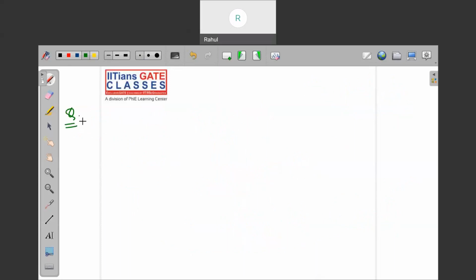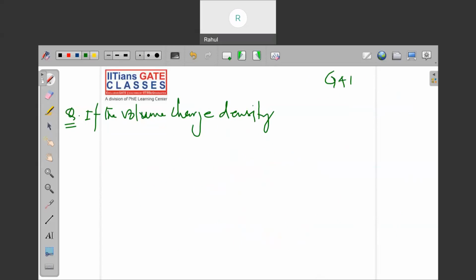Next question is going to be a very good question again. If the volume charge density in a spherical coordinate system... In the GATE 2022, one question was there involving a surface integral only, so we will see that question. That question we can do in 30 seconds. It was for 2 marks, I think. So we will solve that question.